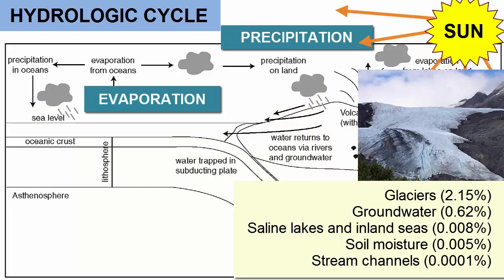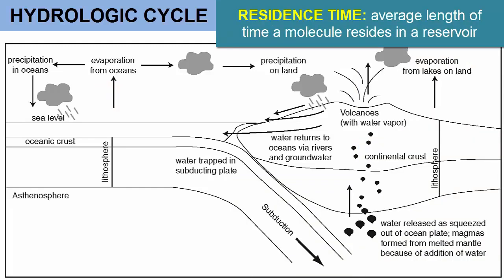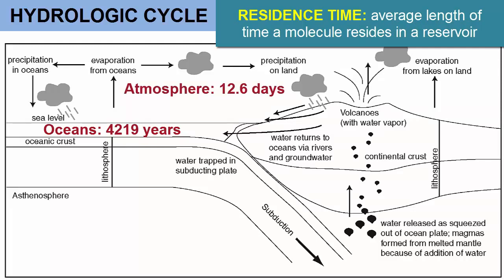Through continued evaporation and precipitation, water moves in and out of various reservoirs, residing in each for limited time. The residence time, or average length of time a water molecule resides in the oceans, is 4,219 years. In comparison, the residence time of water in the atmosphere is 12.6 days.